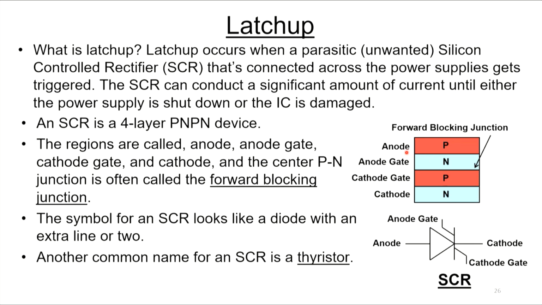And the regions are called anode, gate, cathode gate, and cathode. And this centered diode or blocking diode here is often called the forward blocking junction. The symbol for an SCR, if you're not familiar with it, looks like a diode with a couple extra lines drawn on it to show the gate terminals. And another common name for an SCR is a thyristor, if you've ever heard that term before.